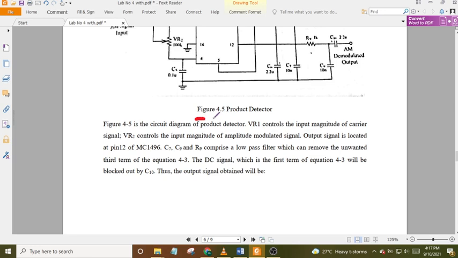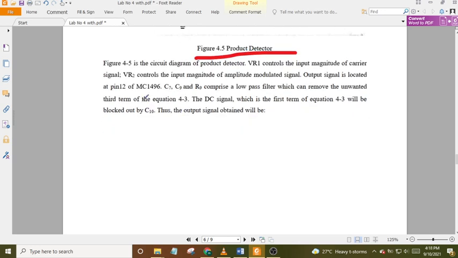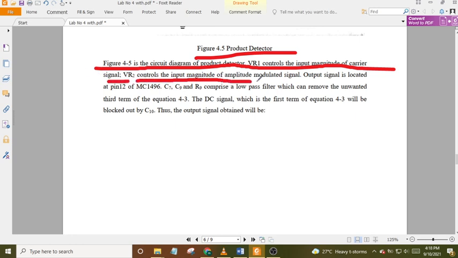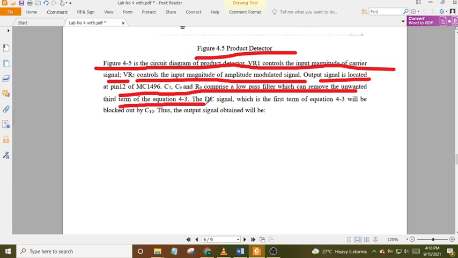Figure 4.5, product detector. This is the circuit diagram of the product detector. VR1 controls the input magnitude of the carrier signal. VR2 controls the input magnitude of the amplitude modulated signal. The output signal is located at pin 12 of the MC1496. C7, C9 and R9 comprise a low-pass filter which can remove the unwanted third term of equation 4.3, and the DC signal.